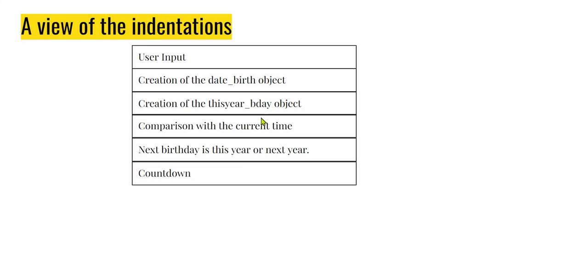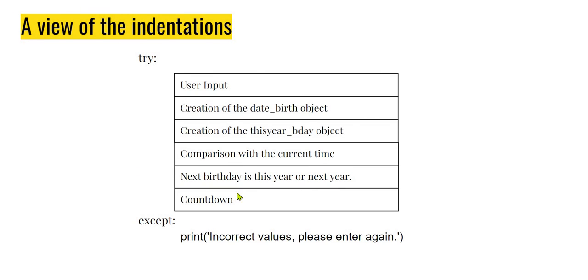Now recall that the comparison with the current time as well as the countdown involved an if-else condition and a while loop respectively, which means there was already an indentation. But what we have really done is that we have taken all of this, including these indentations, and moved it all one level inside, which means the if-else is now kind of two levels, likewise the while, right?